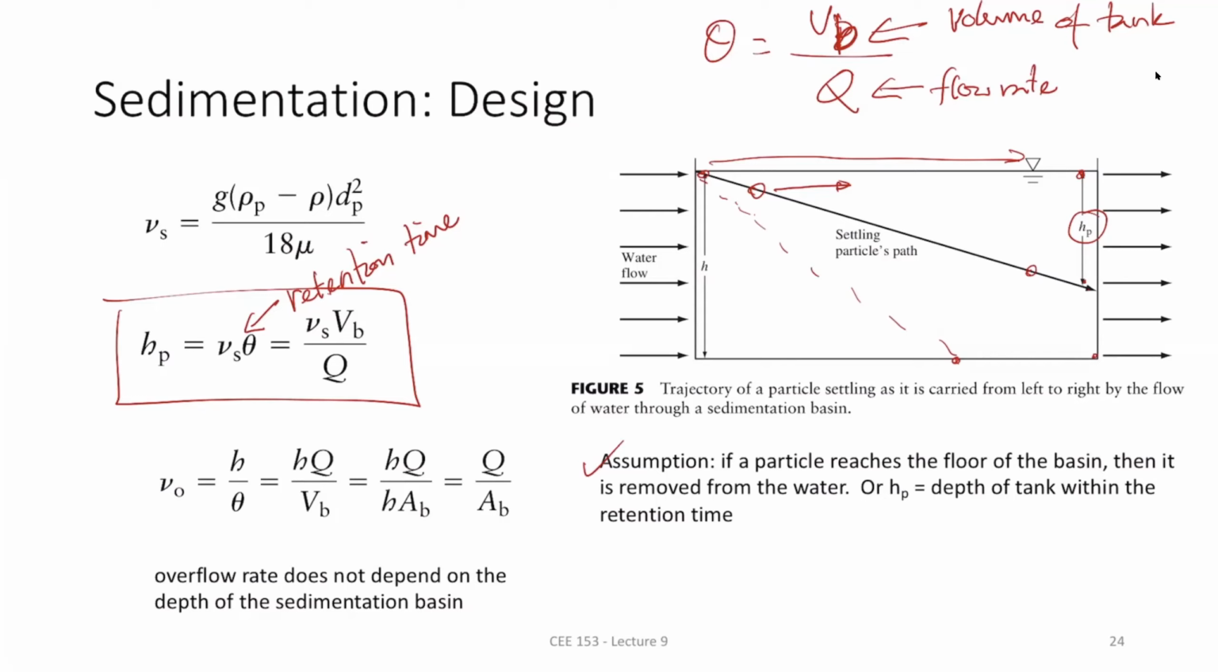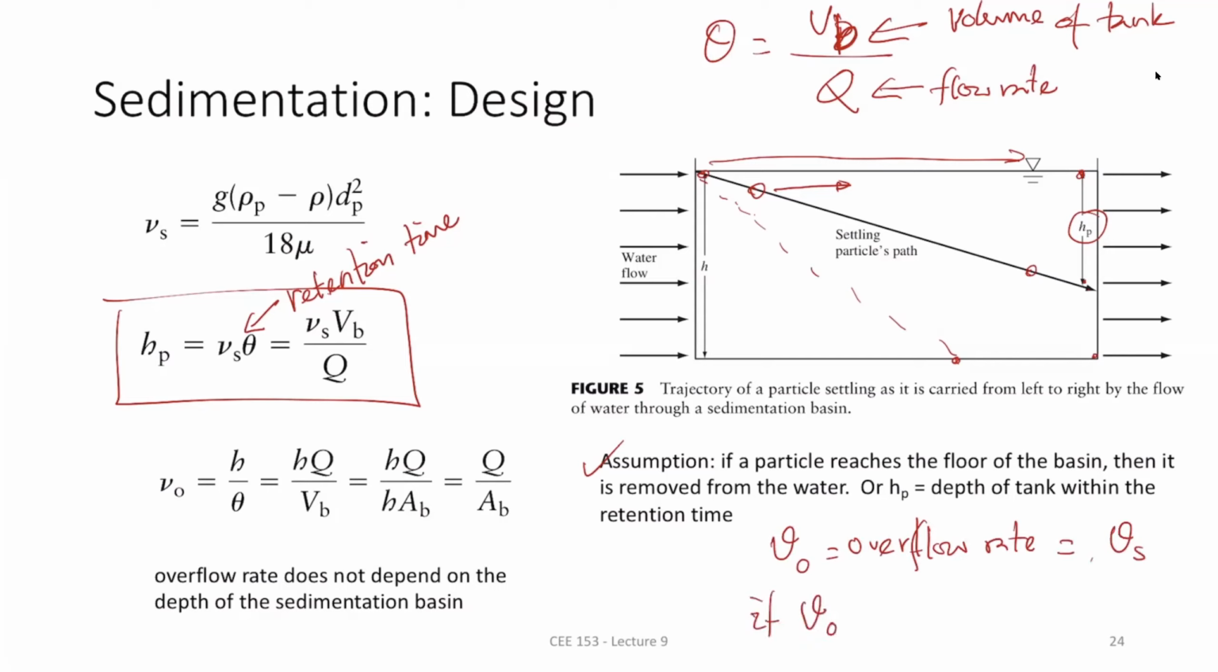So if they are equal, what you are saying is that whatever time is available for this thing to overflow out of the system is enough time for things to settle. So if the overflow rate is the same as the particle settling velocity, that means all particles will be removed. It says that it has a sufficient amount of time to settle.